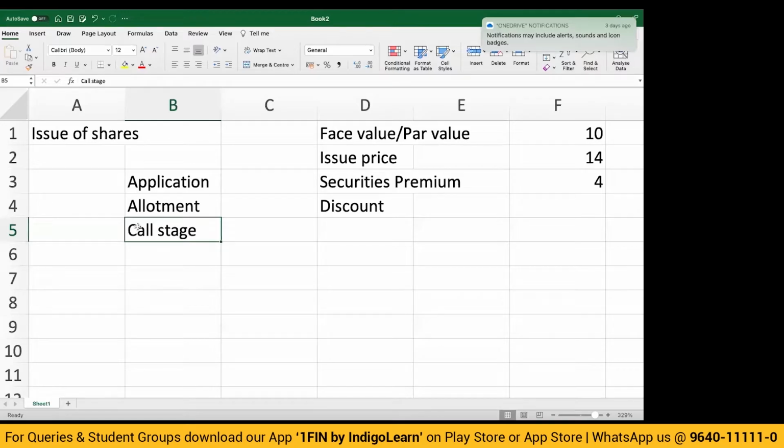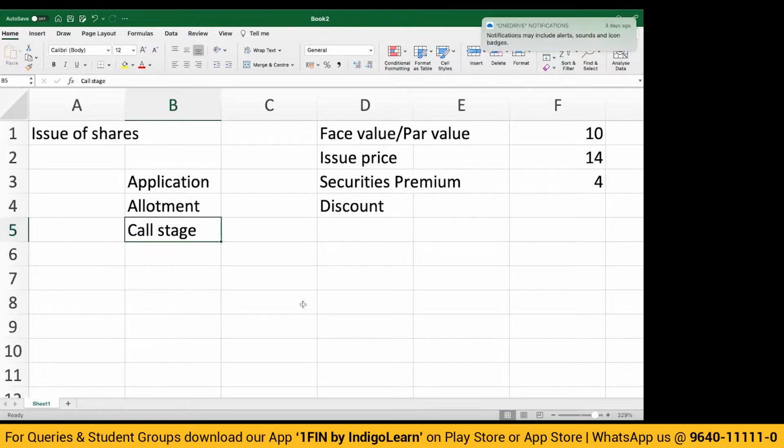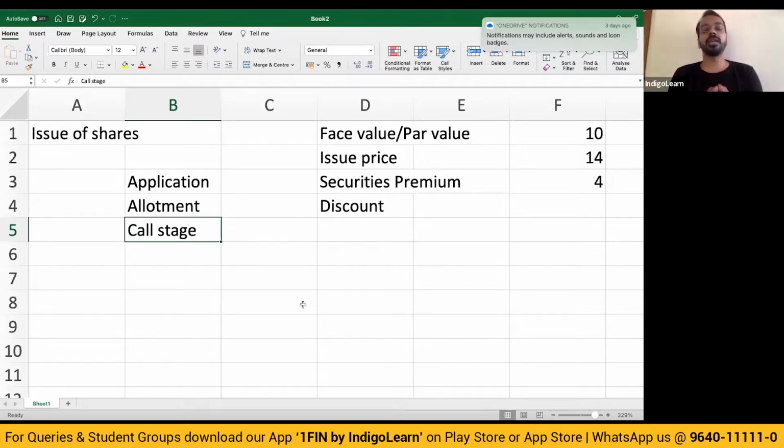Who said we cannot collect at application stage? Generally it happens at allotment, but if the question says that it has to be collected at application stage, then it will be. Okay, so the thing is, there is no rule that it has to be done at application, allotment, or call stage. It can be done at any of the stages. You have to read the question and understand at which stage the company is collecting the securities premium amount.